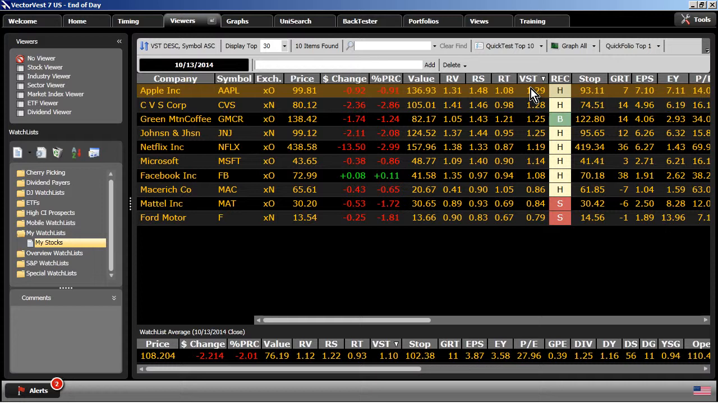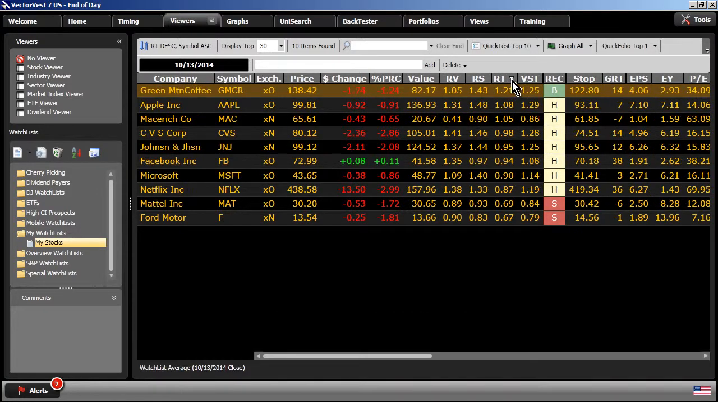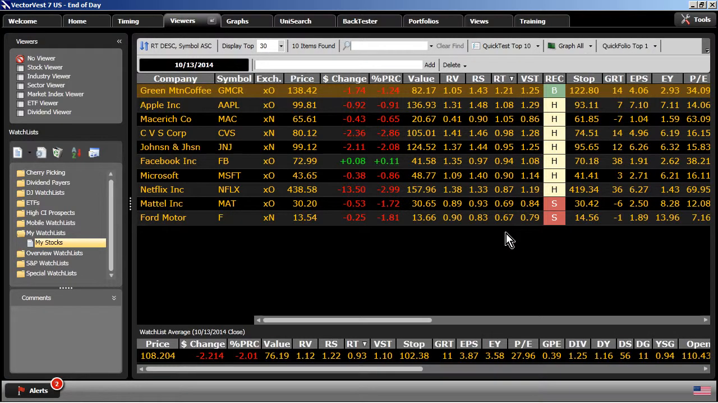And the best way to know this is to resort your list by this indicator right here called RT. Remember, relative timing looks at the short-term price trend. So just by clicking on that column, I resort the entire list by RT. So if you own stocks with an RT above 1, that means they're in an uptrend. If you own stocks with an RT below 1, they're in a downtrend. For example, here in our list, we've got 3 that are in an uptrend, which means the other 7 are in a downtrend.